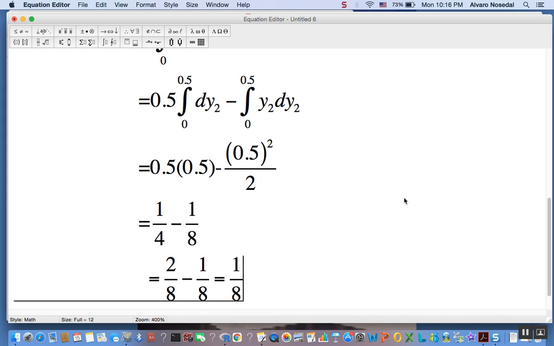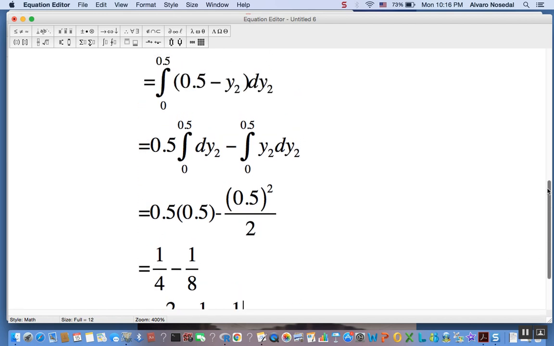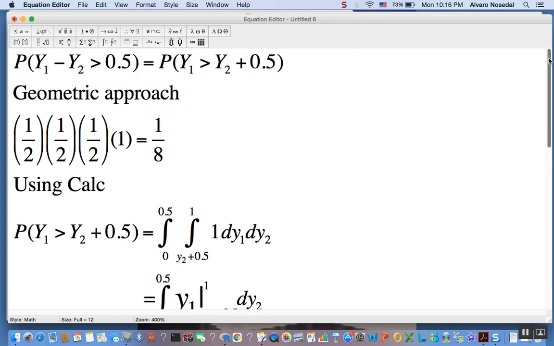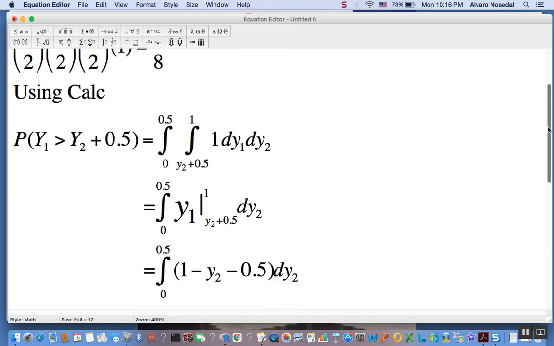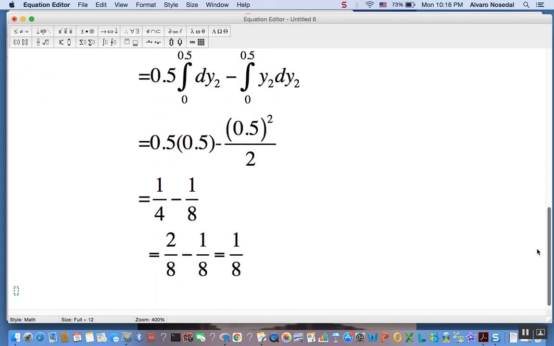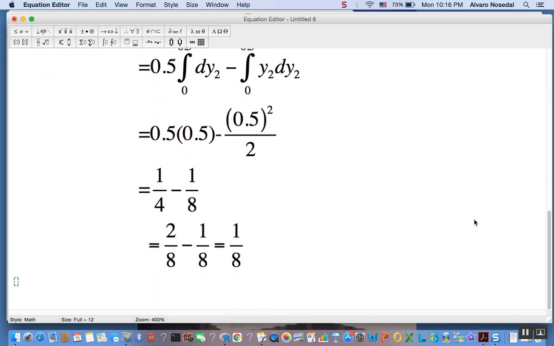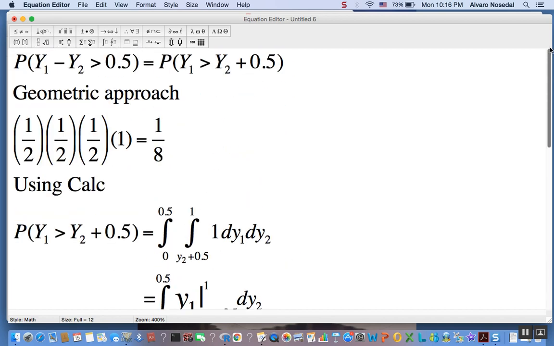So our approach using double integrals matches with that geometric approach. Now note, in this case we could use that geometric approach because it was very simple. The expression of the joint density function is just a constant. But in other cases using that approach is not possible. Okay? Now let's do one more.